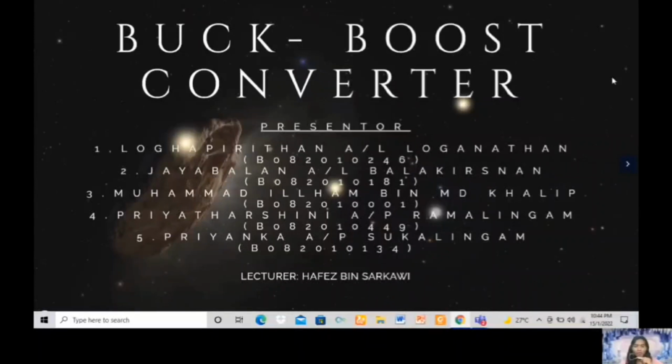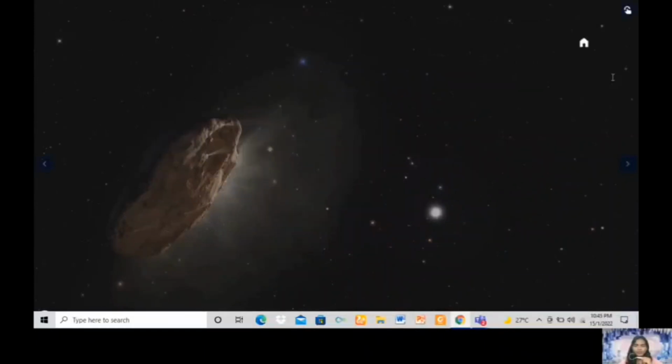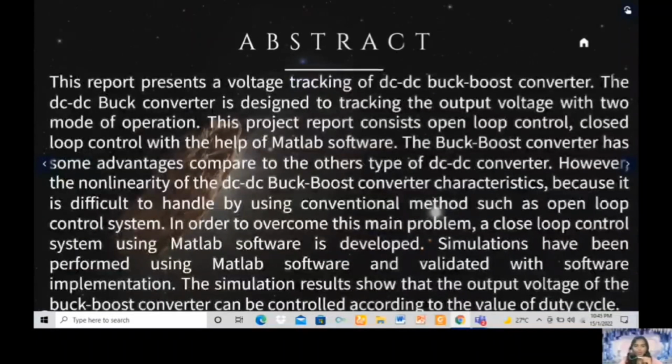Today we are going to present about our control principle project, which is the buck boost converter. The abstract for this report presents a voltage tracking of a DC buck boost converter. The buck boost converter is designed to track the output voltage with two modes of operation. This project report consists of open loop control and closed loop control with the help of MATLAB software.